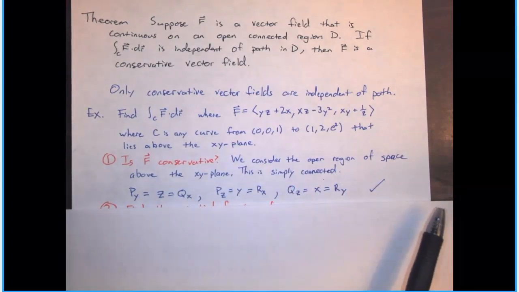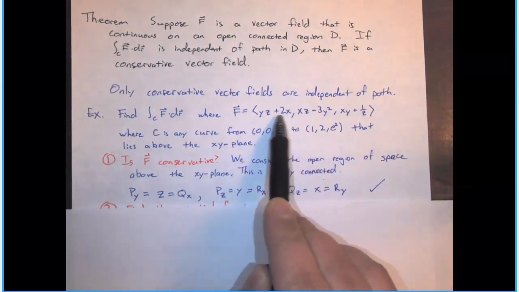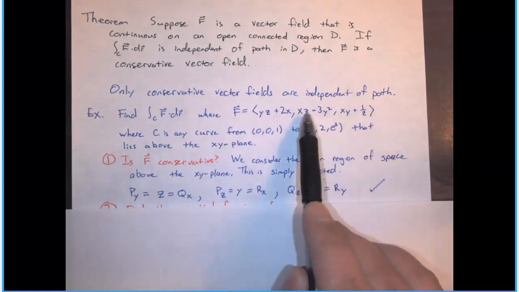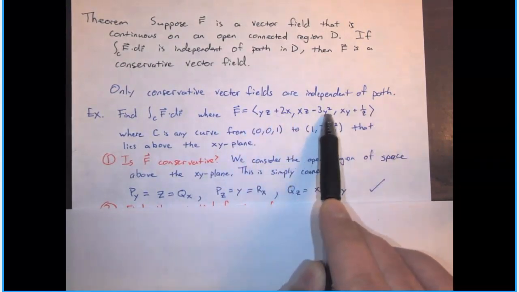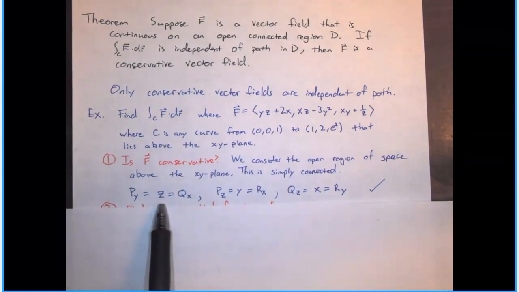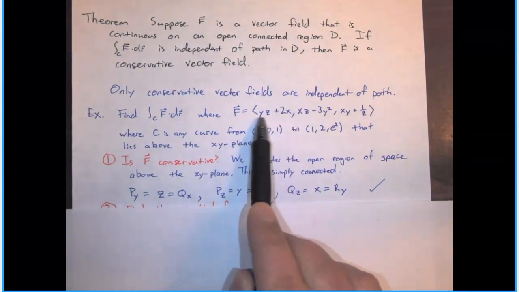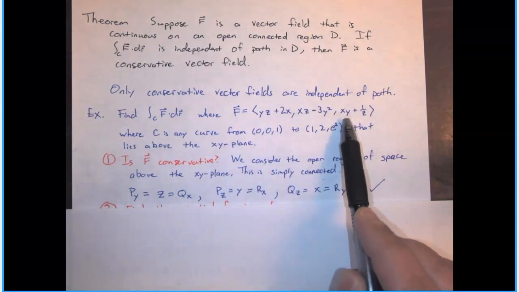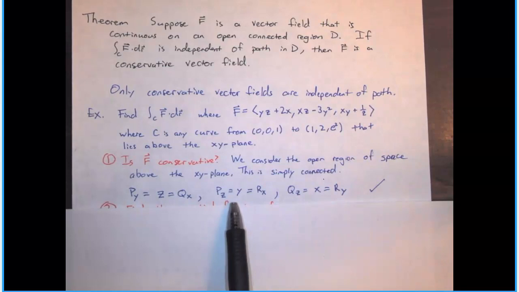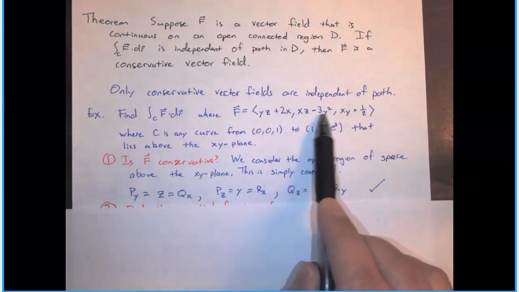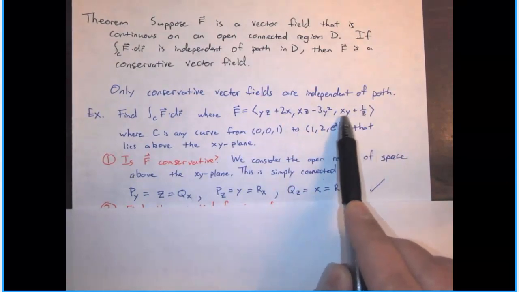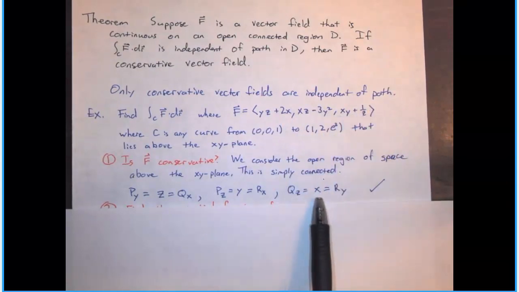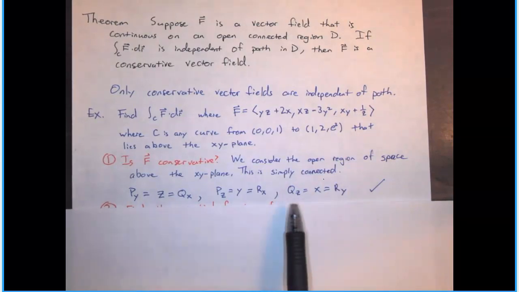Since it's a three-dimensional vector field, I take a partial derivative of the first component with respect to y. That has to be equal to a partial derivative of the second component with respect to x. Well, they're both z. I take a partial derivative of the first component with respect to z, that has to be equal to a partial derivative of the last component with respect to x, they're both y. And then I take a partial derivative of the second component with respect to z, has to be equal to the partial derivative of the last component with respect to y, they're both x. So those three conditions do hold. It's a conservative vector field.